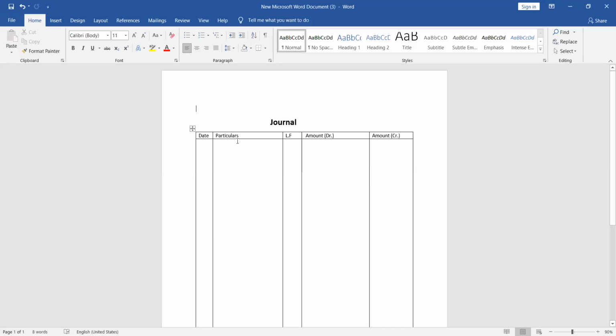Then particulars, whatever the particulars or the transaction you have, it is to be considered here. Whatever the transaction that you are going to enter, that transaction. Ledger folio. Ledger folio. Folio means the page number.